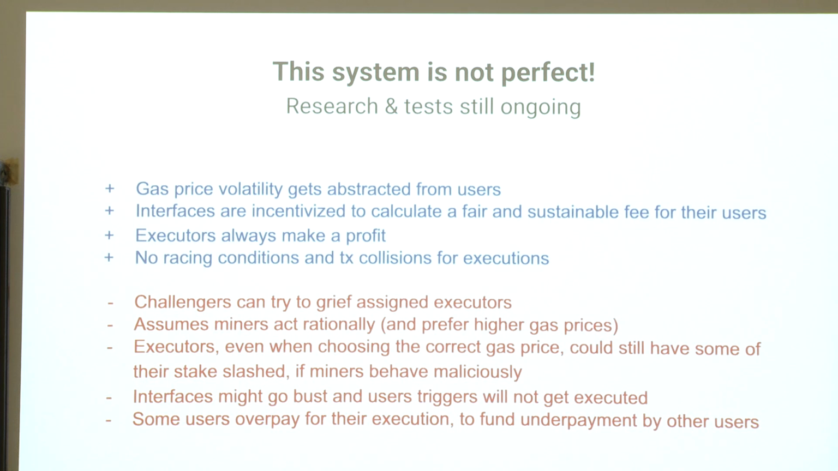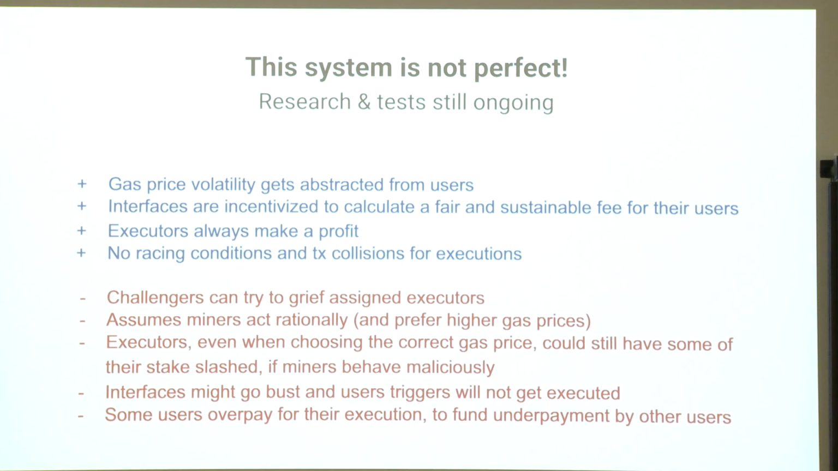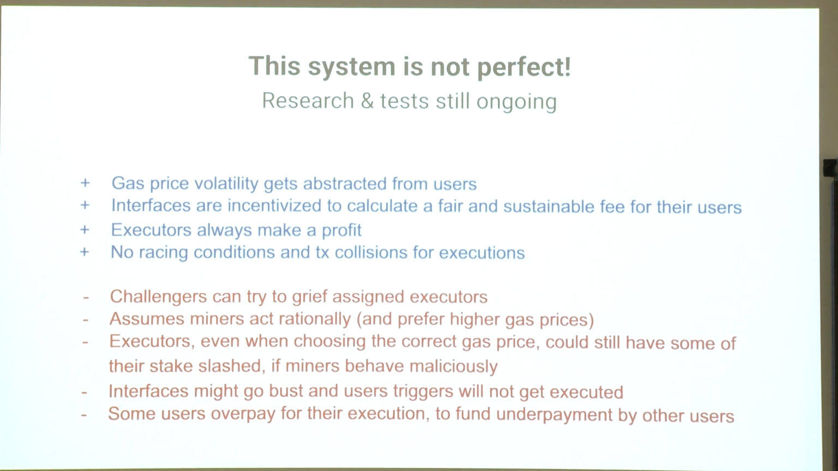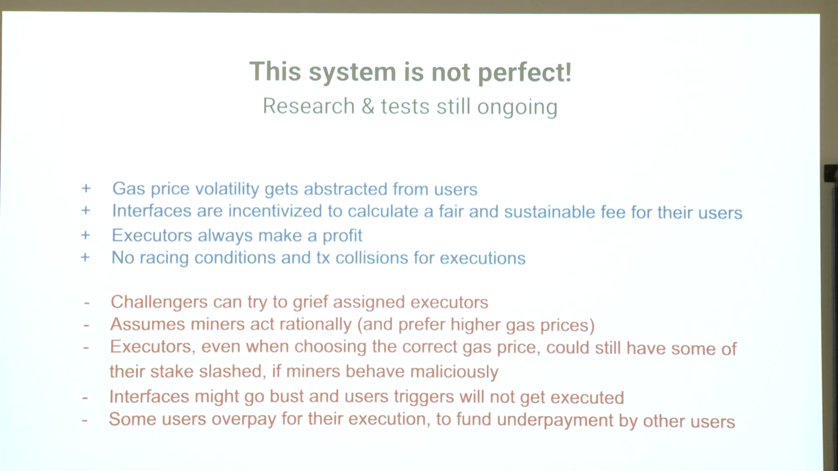However, the benefits are really that gas price volatility gets completely abstracted from users. Interfaces are incentivized to calculate a fair fee because they compete in an open market. Executors always make a profit, so they can always run their node for automation, and there's no racing collisions for them. And the downside is that challengers can try to grief assigned executors. We assume that miners act rationally and prefer higher gas prices, and executors could also lose some of their stake because miners act maliciously, like censoring them. And an interface might also go bankrupt, which would mean that a user doesn't get their triggers executed anymore, and some users also overpay for the underpayment of other users.